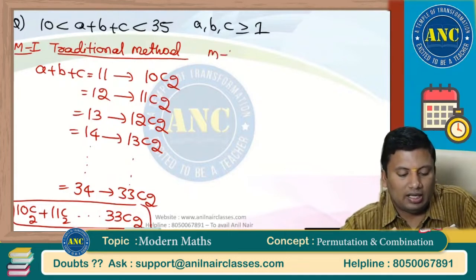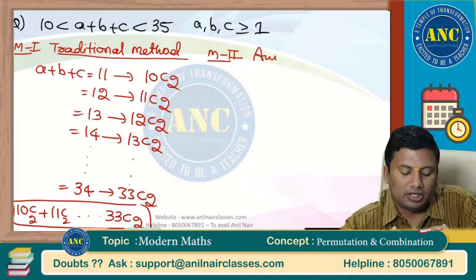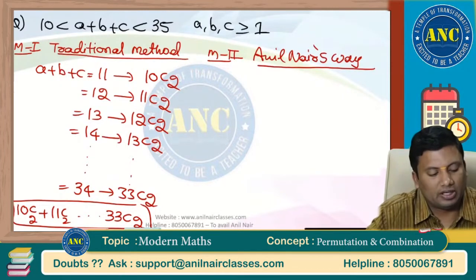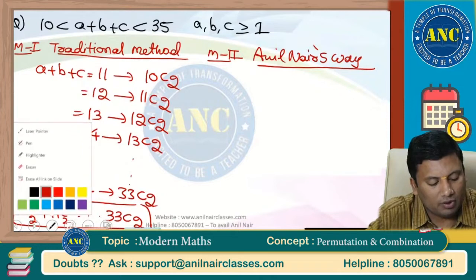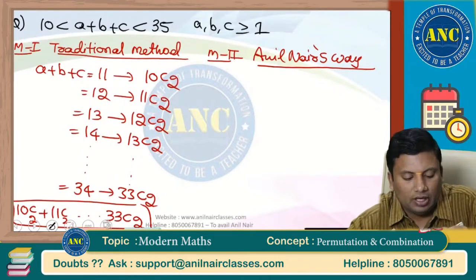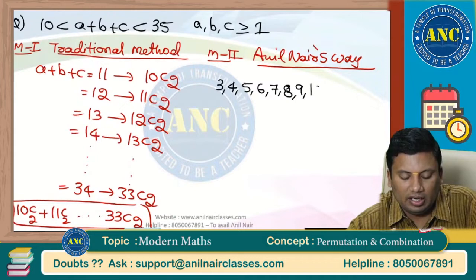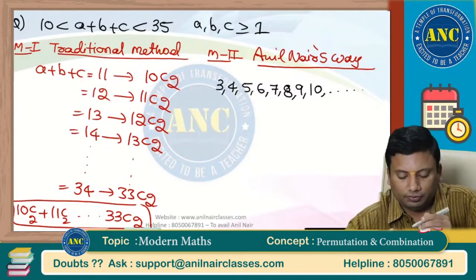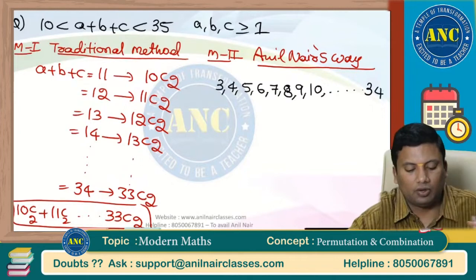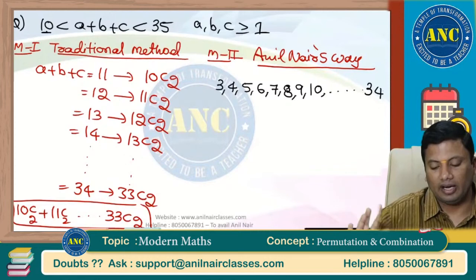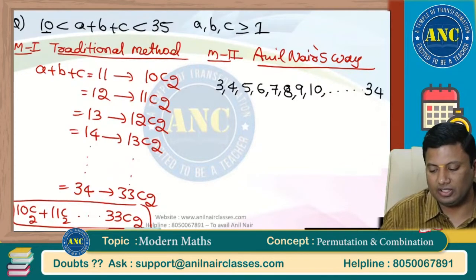Method 2, Anil Nair's way. Listen carefully, sir. How to get this answer very, very fast. Now, see here, forget about the lower limit first. A plus B plus C is 3, 4, 5, 6, 7, 8, 9, 10, and it can go on up to 34. Right? 3, 4, 5, 6, 7, 8, 9, 10 till 34.